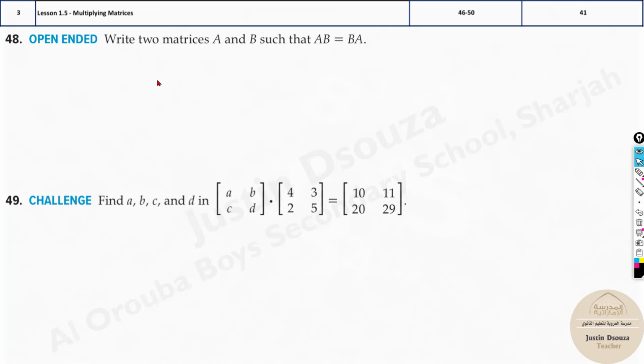I hope that's clear. Now moving to question 48, it's an open-ended one. Write 2 matrices A and B such that AB is equal to BA. Now I've seen the answer a while ago. Any matrices which have all the same elements, that works out. But actually the method which came to my mind is the inverse. There is a rule that if you have a matrix A and its inverse, A inverse, the product will always be equal to the identity matrix.